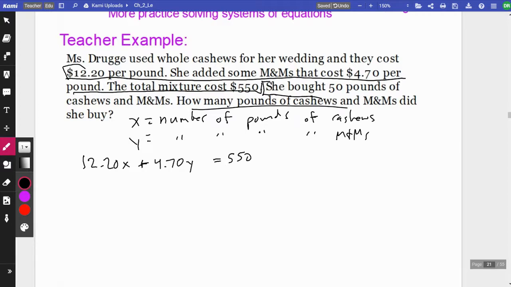And then we know that there's 50 pounds of cashews and M&Ms, so we don't know how many pounds of each, but that's what the variables are, the number of pounds of each. So together they're 50 pounds. So those are your 2 equations. One's talking about the cost per pound, and one is the total pounds.